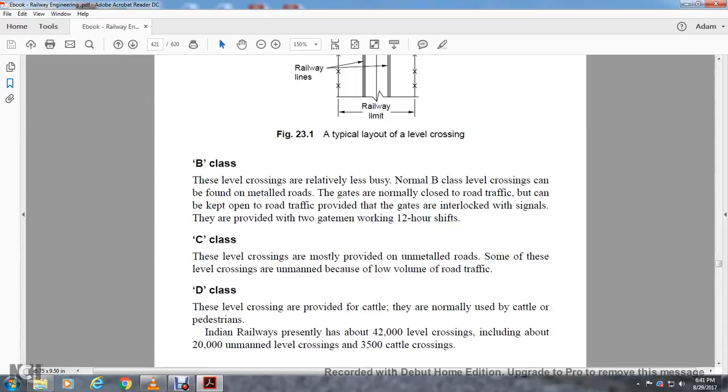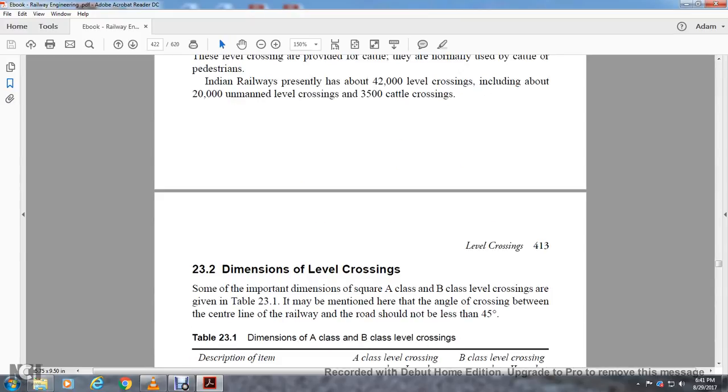Class C level crossings are mostly provided on unmetalled roads. Some of these level crossings are manned, while others are unmanned because of the low volume of road traffic. Class D crossings are provided for cattle. They are normally used by cattle or pedestrians. Indian Railways has about 42,000 level crossings, including about 20,000 unmanned level crossings and 3,500 cattle crossings.